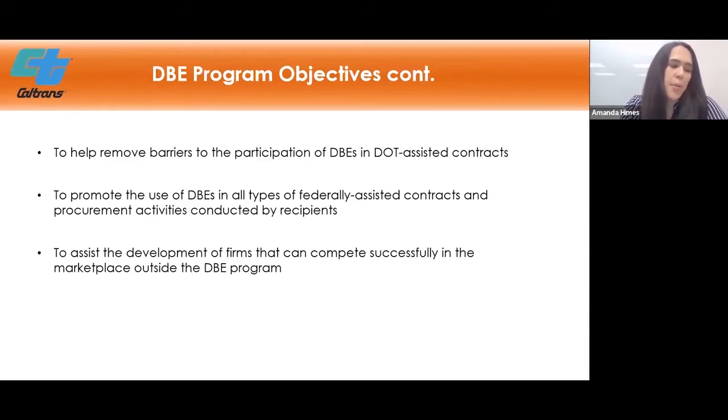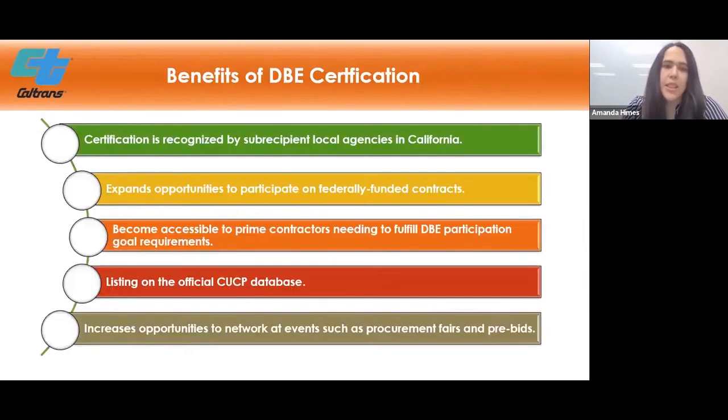So the DBE program promotes the use of DBEs in all types of federally assisted contracts and procurements conducted by recipients, and it assists in the development of firms that can compete successfully in the market outside the DBE program. This certification is recognized by subrecipient local agencies in California. Right now, that's about 600 agencies, so you have quite a bit of exposure once you have this certification.